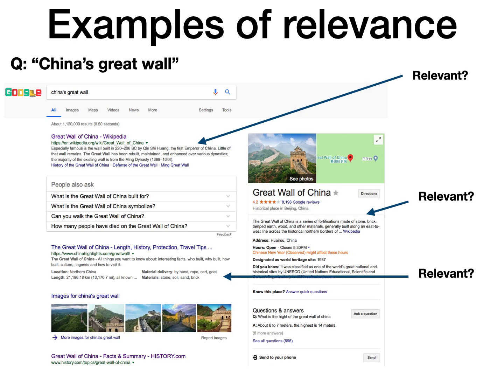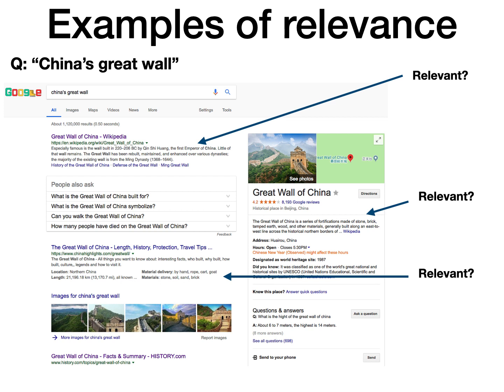Let's further elaborate on the concept of relevance with some examples. Imagine you want to find out information about the Great Wall of China. Say you want to know when it was built, how long it is, and so on. So you issue a query to Google. Say, China's Great Wall. The first result is the Wikipedia page about the wall.